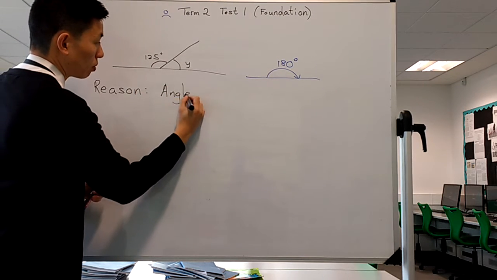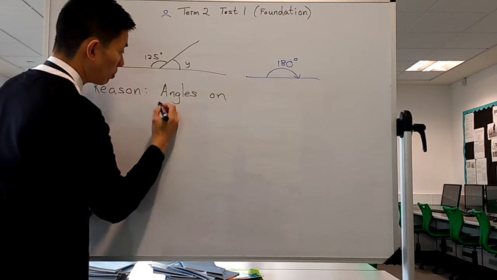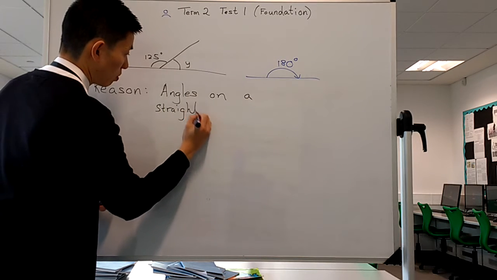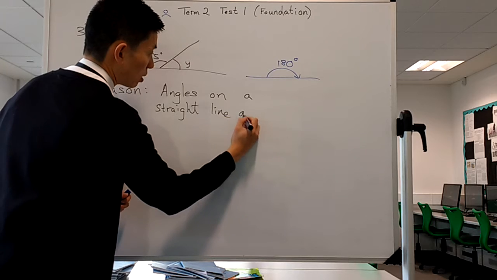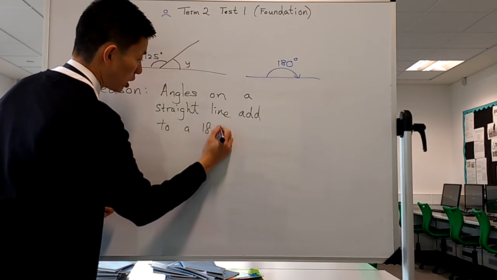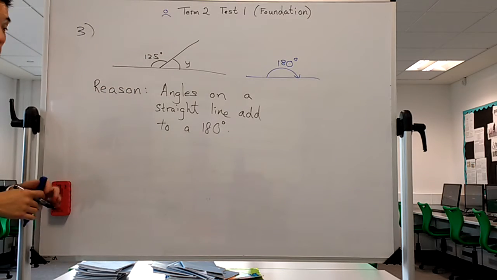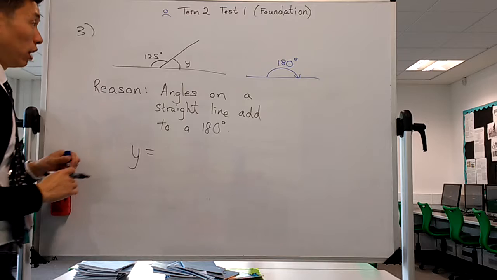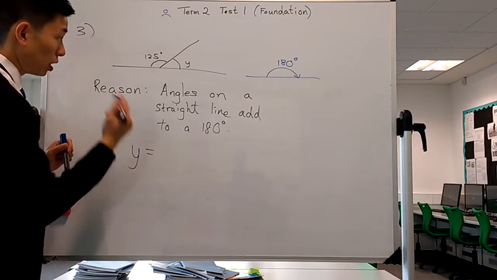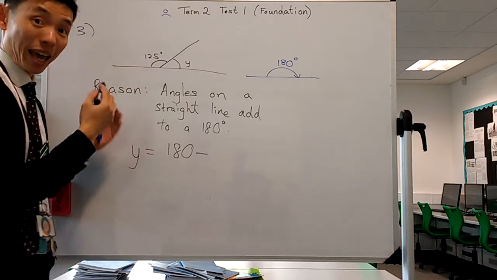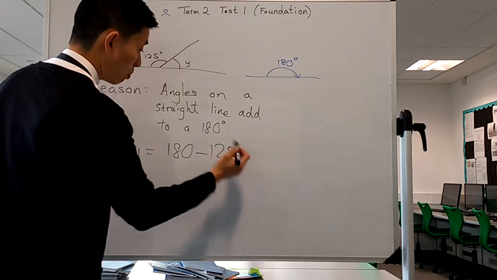Angles on a straight line add to 180 degrees. So 1 mark for that. And to find y, if they both add to 180, that means I have to do 180, take away what's there to find the remainder.